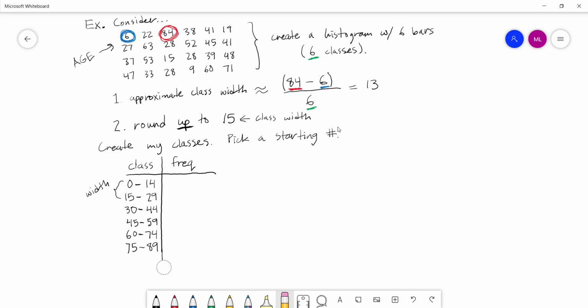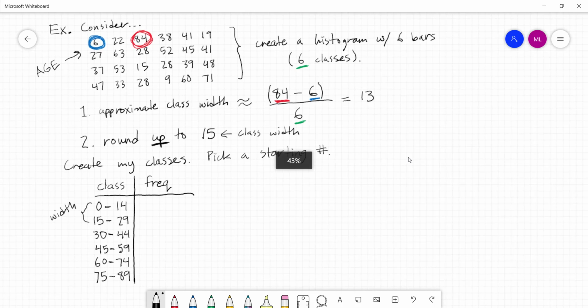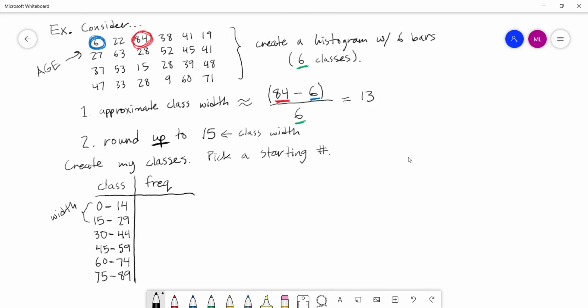I now have 6 classes. We can count them. 1, 2, 3, 4, 5, 6. With an appropriate width that allows me to span from 6 all the way up to 84 with a little bit of wiggle room. And now we can go through and actually count the frequency. I'm going to do it kind of manually by hand, and I'll try to give you some hints for easier ways to do this because you're going to have to do this on the homework in this section.